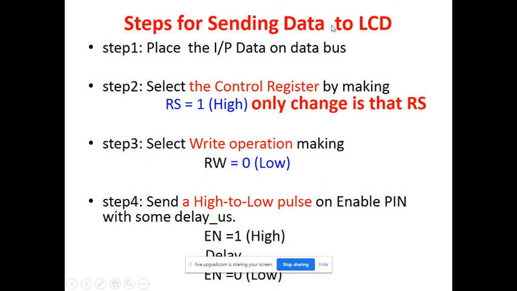Then this is data, and that's why the value of RS is equal to 1, because now it is data. Then regarding read and write action, which action are you performing? The writing action, and that's why RW is equal to 0. Regarding the enable pin, it must generate a negative going edge, and that's why enable is equal to 1 first, then delay, and then low. In this fashion you are generating a high to low pulse, that is a negative going edge. According to that we write the data subroutine.